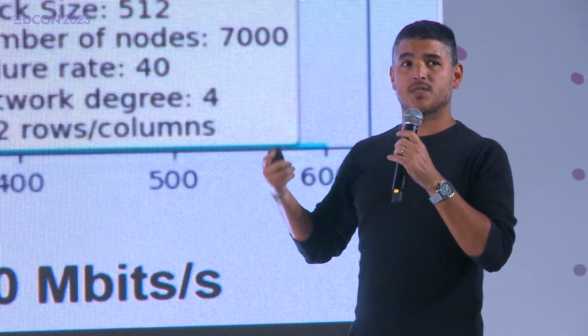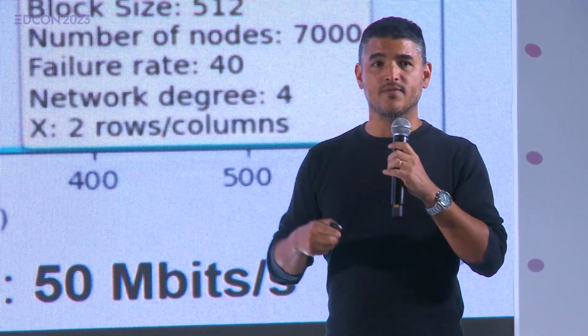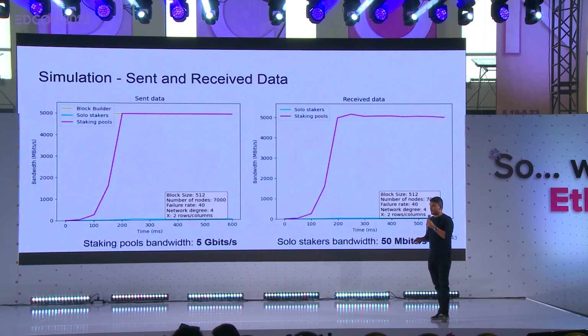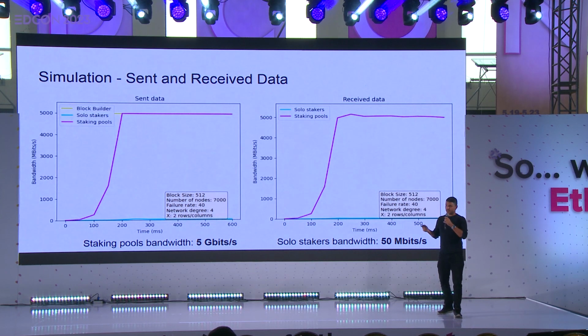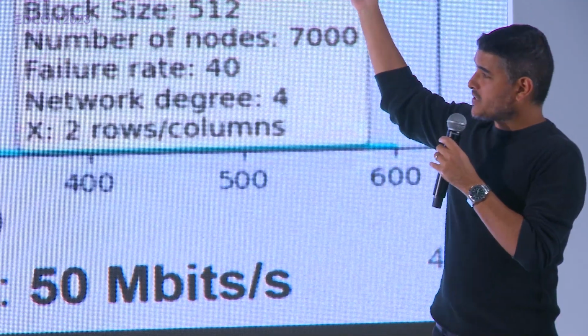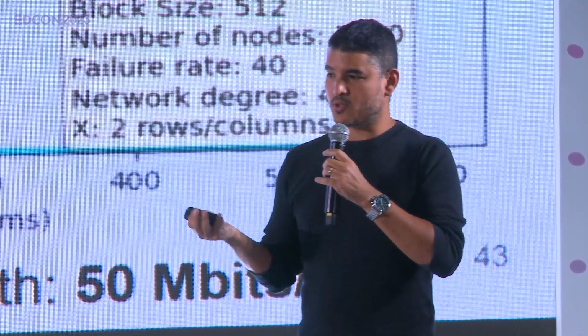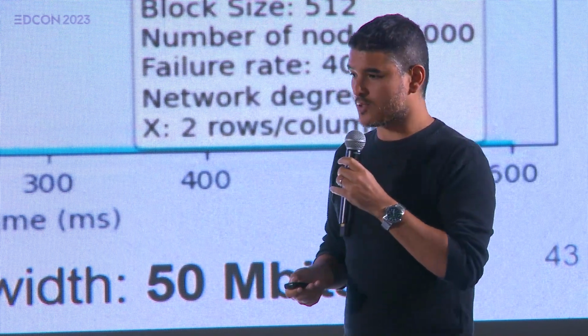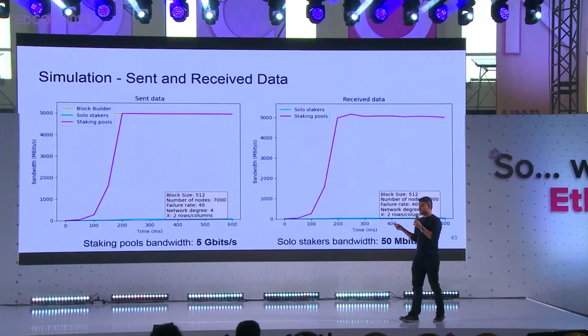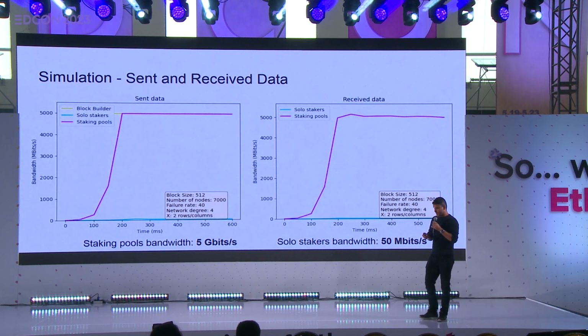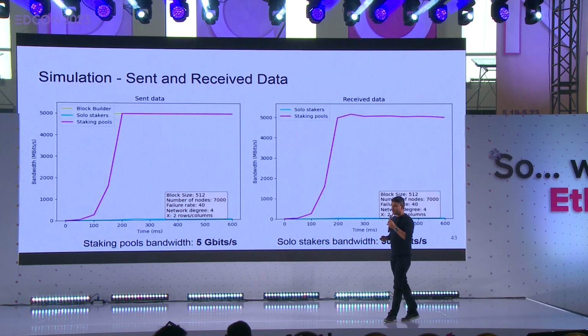We monitor how much data is sent and received over the network. On the left side, you see the send data, and on the right side, the receive data. And you can see that, yeah, we are using the bandwidth at the maximum in order to distribute all the rows and columns that we are supposed to distribute. For the solo stakers, which is the light blue cyan line in the bottom, we see that we don't pass the bandwidth that it was written in the configuration file.